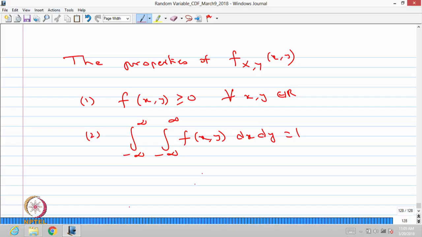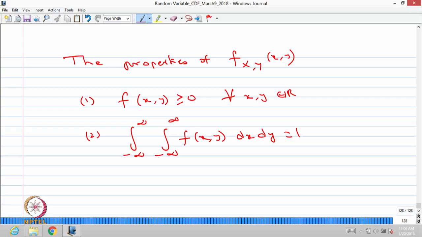That means if you have any real valued function with two variables satisfying these two conditions, it may be a joint probability density function of some two-dimensional random variable. If you have a two-dimensional random variable of continuous type, then its joint probability density function satisfies these two properties. The first property gives that the value is always greater than or equal to 0, and the double integration is going to be 1.